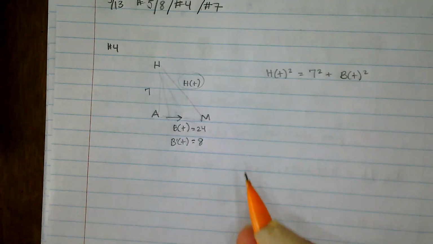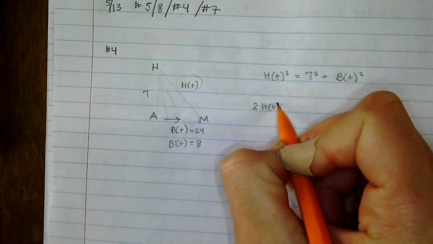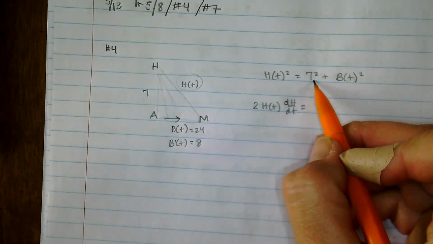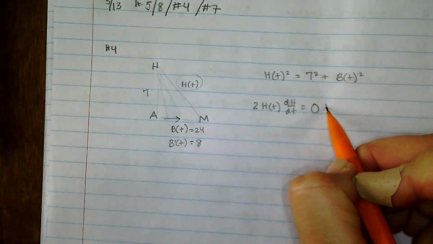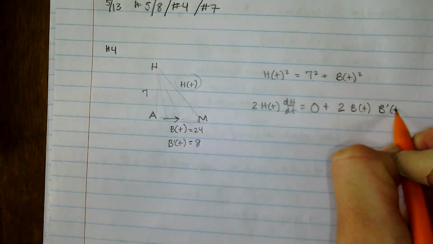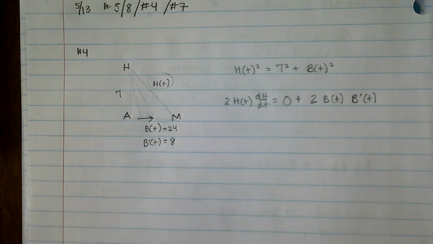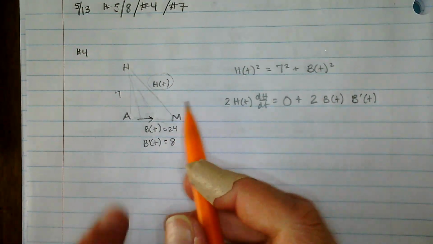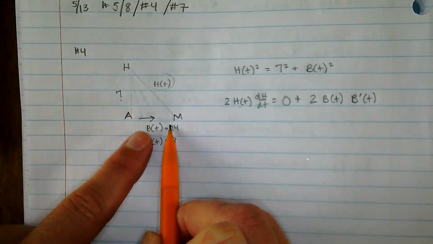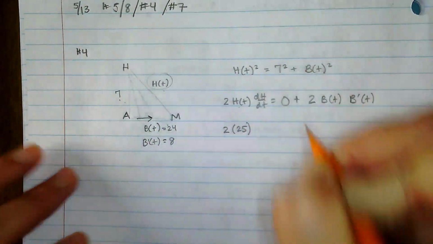So we're just going to need to differentiate. So 2 h(t) dh/dt equals, the derivative of the constant is 0, plus 2 b(t) b prime of t. It would probably be easier if we used just a, b, and c, but we'll go with this. So at that second, h(t) we can figure out by the Pythagorean theorem. What's 7 squared plus 24 squared equals what squared? That's going to be 25. I'm not going to show that, but you just do the Pythagorean theorem.